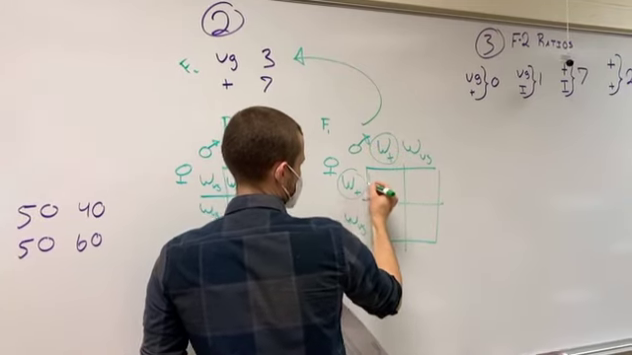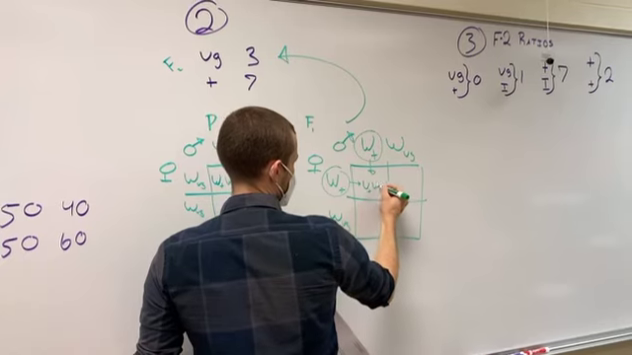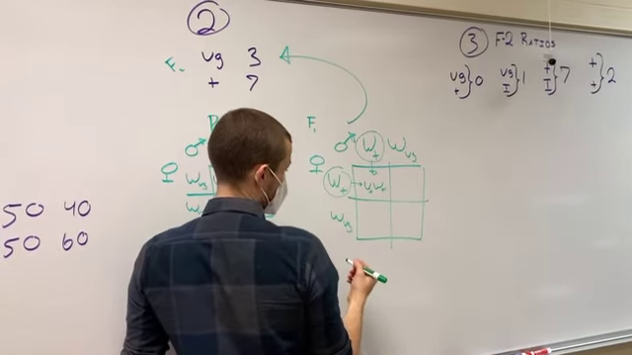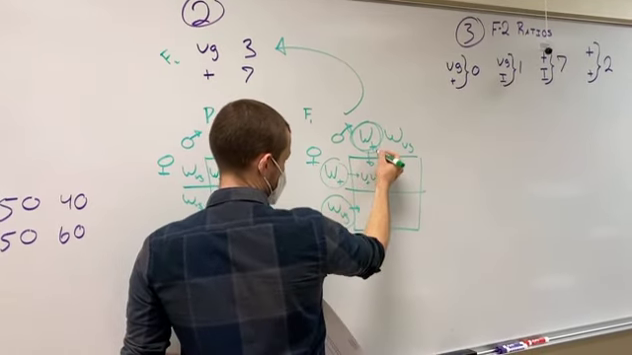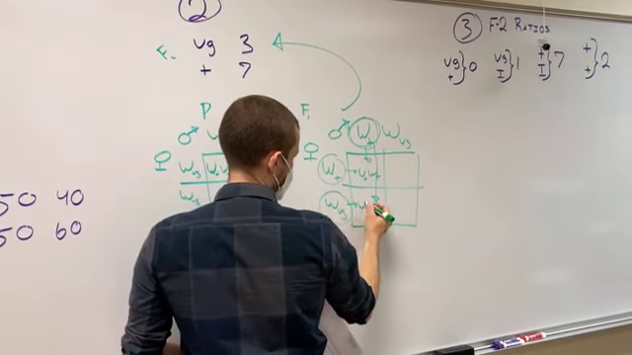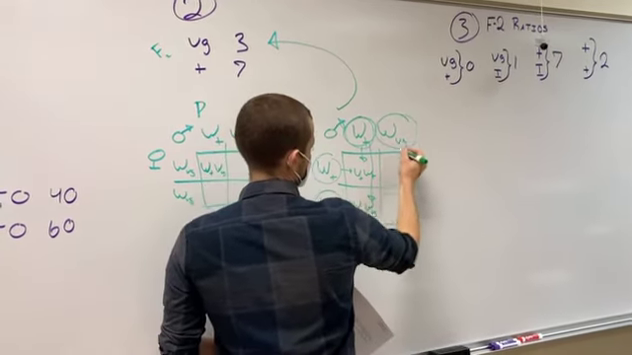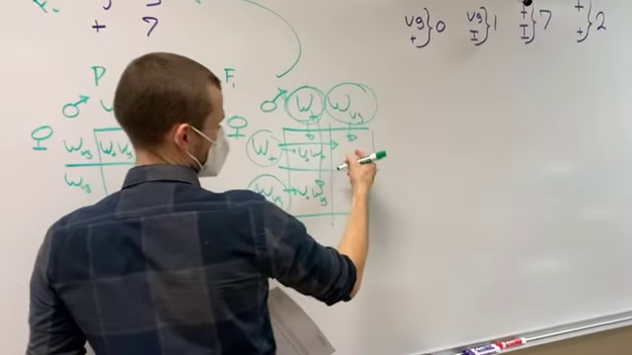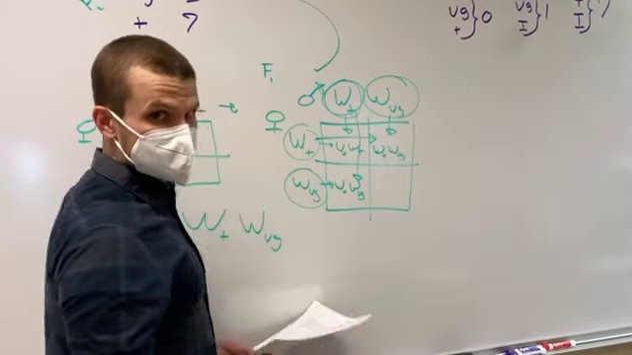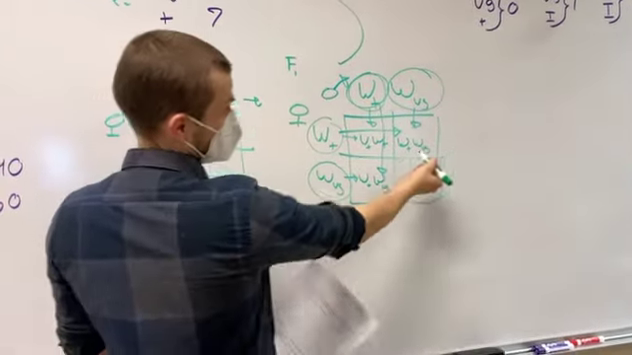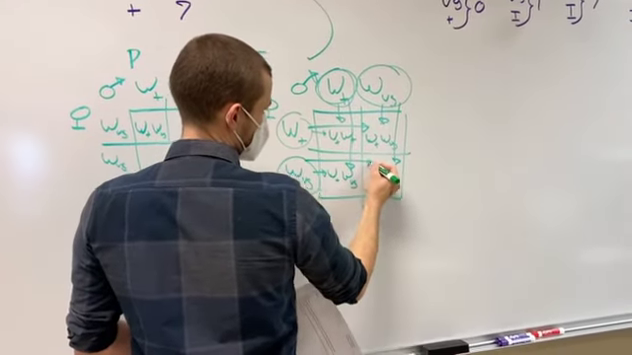This plus this get put into this box. Wild type, homozygous wild type. This plus this get put into this box, giving you a wild type vestigial. Vestigial plus wild type, top right corner. And it doesn't matter which order you list them, they're separate alleles. So I'm listing them with wild types first, vestigial second. And then our last box, vestigial plus vestigial.